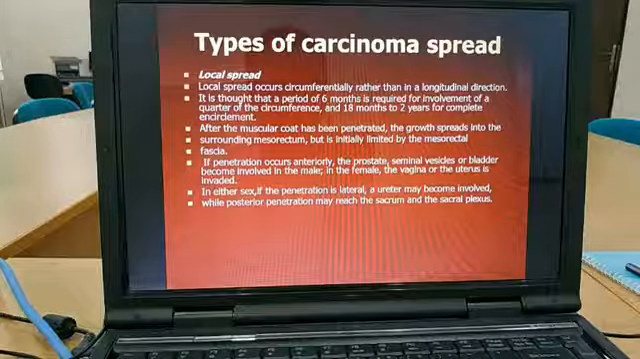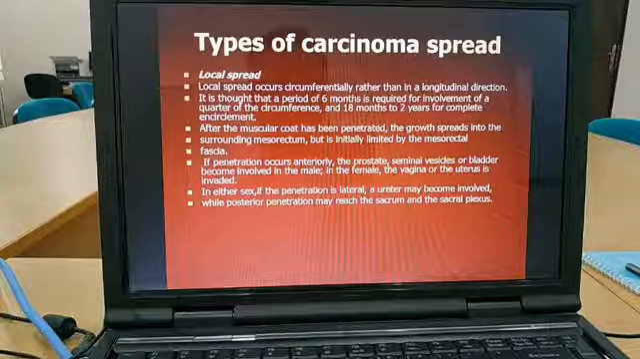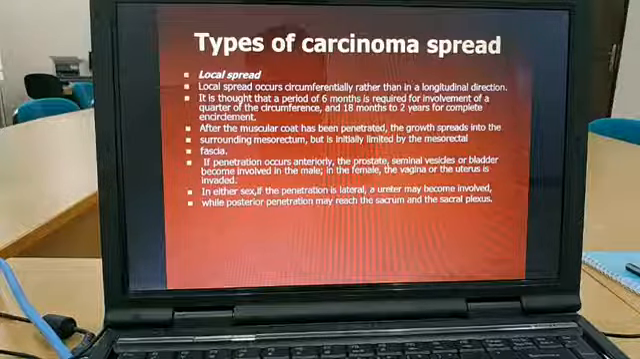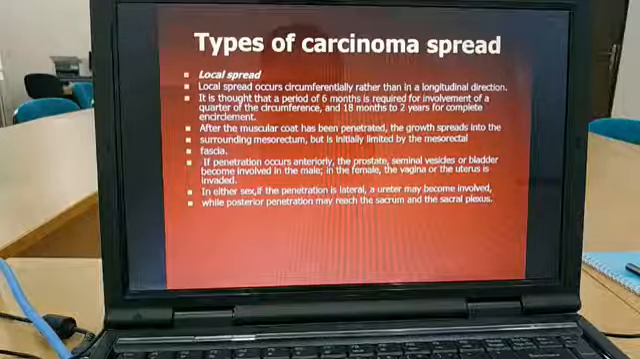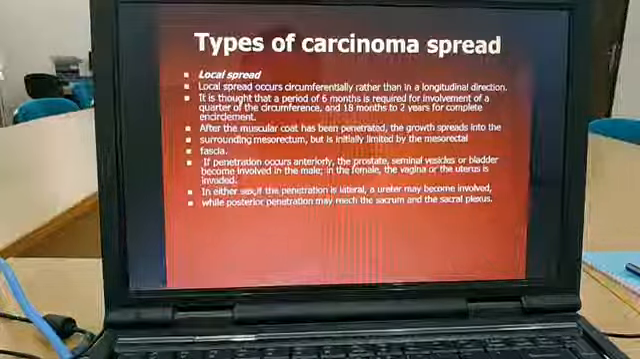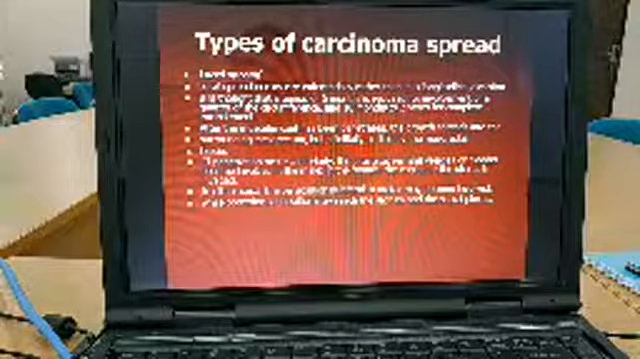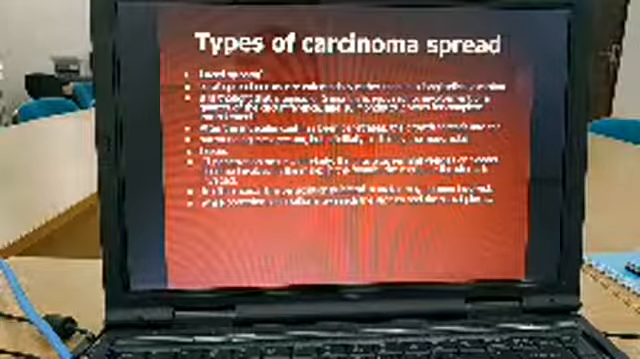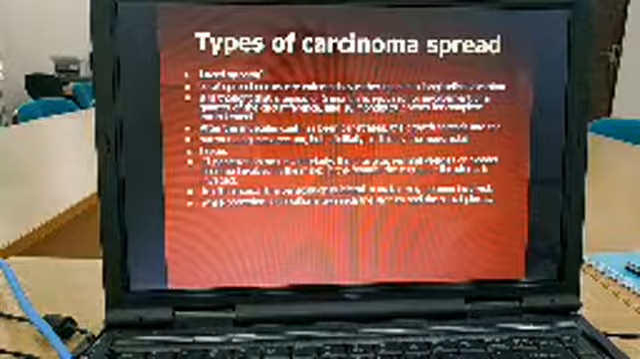With posterior penetration, it may reach the sacrum and sacral plexus. So if the tumor goes posteriorly to the sacrum and the sacral plexus, and the sacral plexus is involved, there is pain. If a carcinoma of rectum patient develops severe pain, especially posteriorly, we may think that the patient has involvement of the sacral plexus.